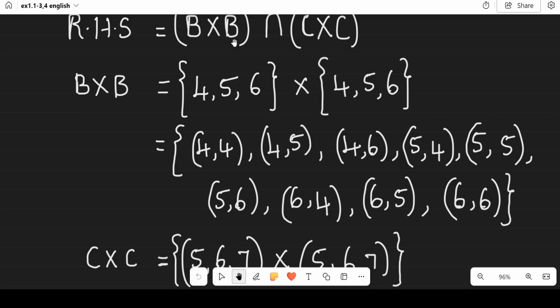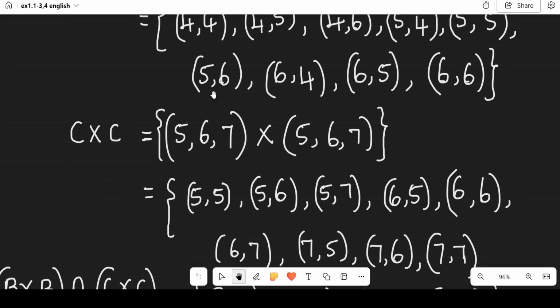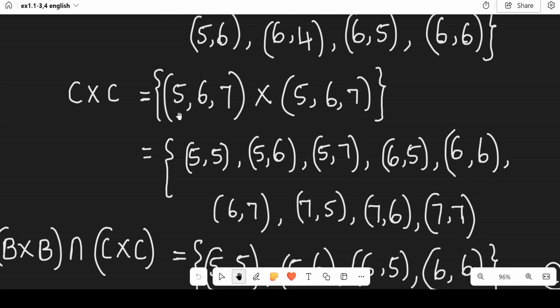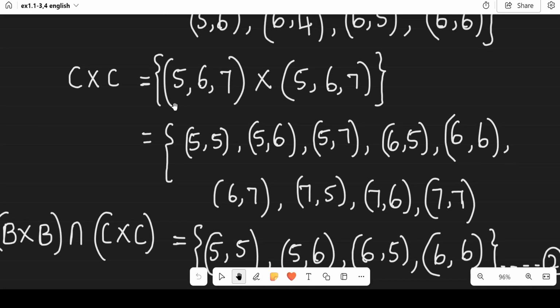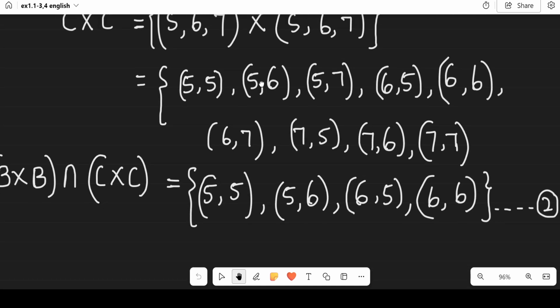We found B cross B, and next is C cross C, right? So we are going to find out C cross C. The value is already given, 5, 6, 7, again 5, 6, 7. So the answer could be (5,5), (5,6), (5,7), again (6,5), (6,6), (6,7), next (7,5), (7,6), (7,7). This is the answer of C cross C.